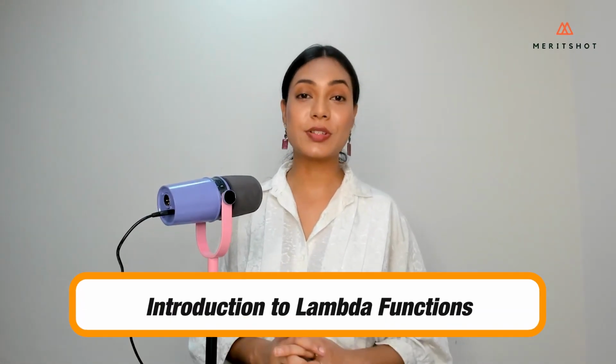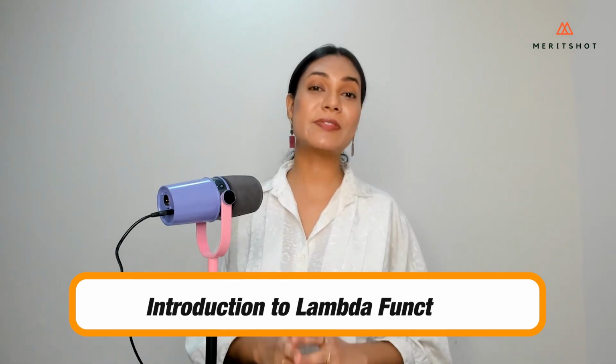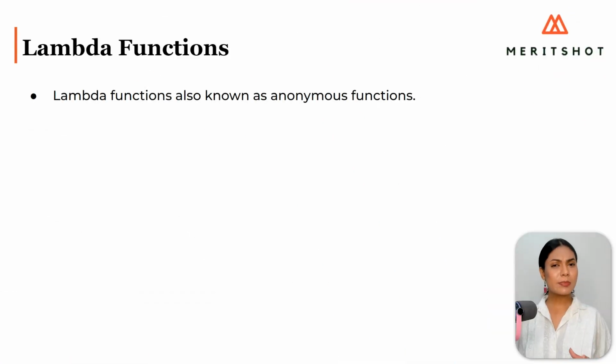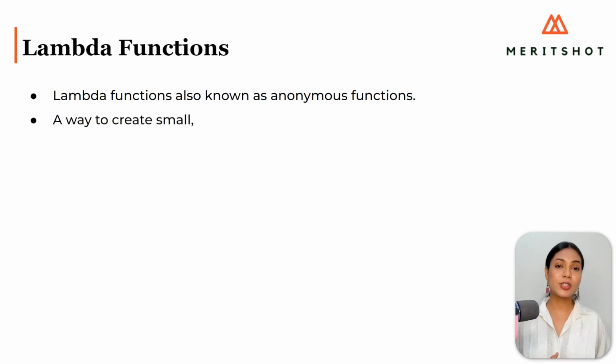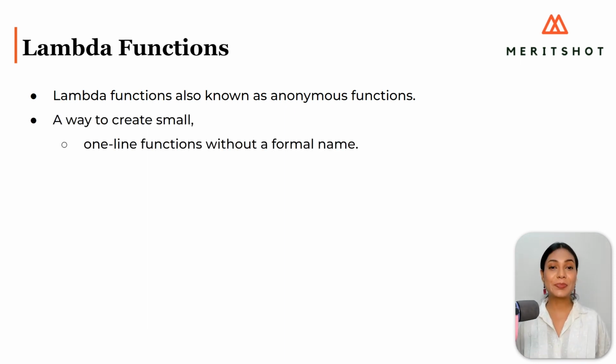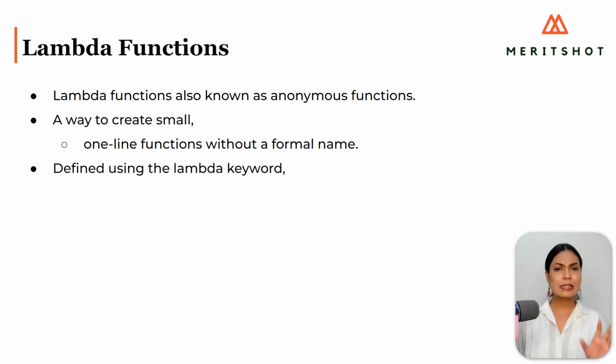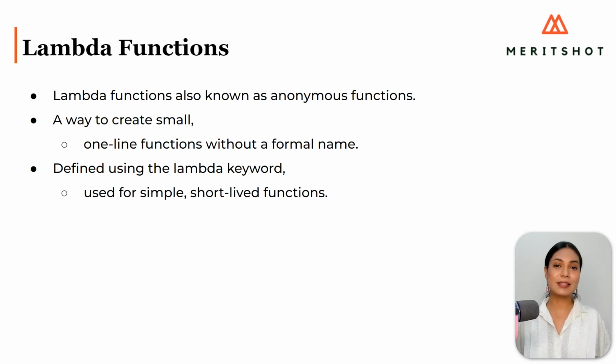In this lesson, we are going to learn about lambda functions, also known as anonymous functions. An anonymous function is a function which is defined without a name. Lambda functions are a way to create small, one-line functions without a formal name. They are defined using the lambda keyword and are used for simple, short-lived functions.